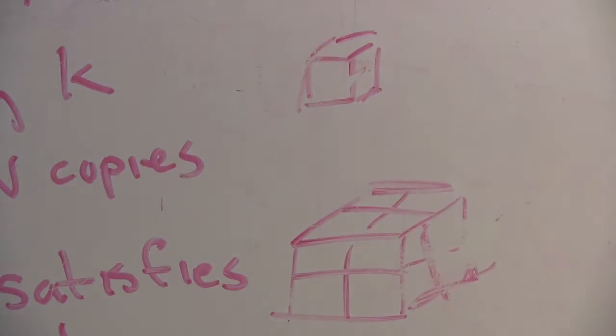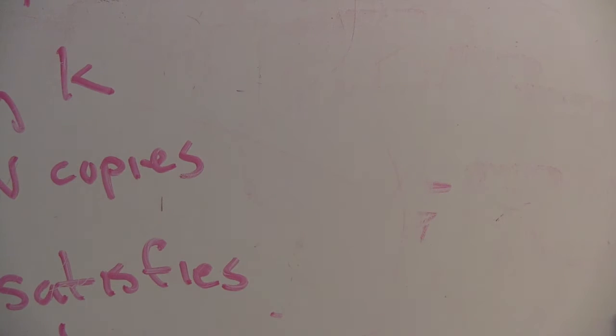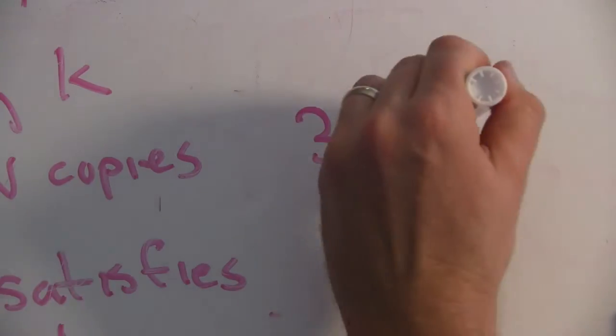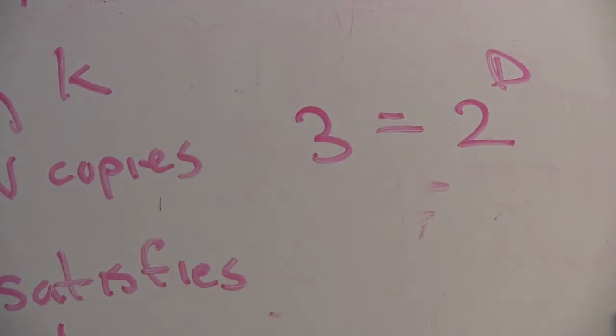Okay. So now by our formula, 3 equals 2 to the dimension. So this would be a non-integer dimension. Do you know how to solve this equation? I don't remember how much we've talked about how to solve these kind of equations. I don't think we've talked about it much.